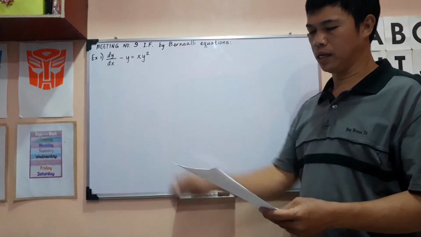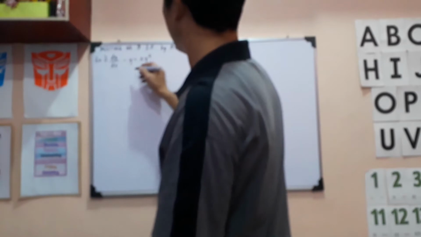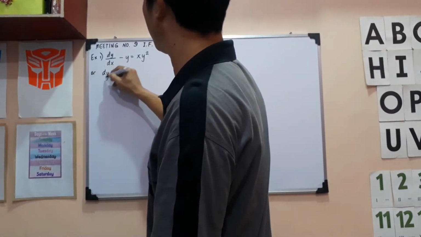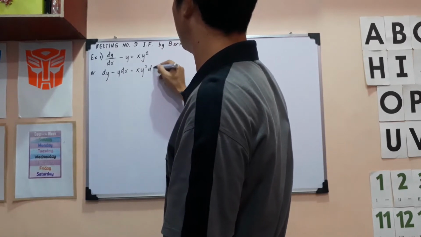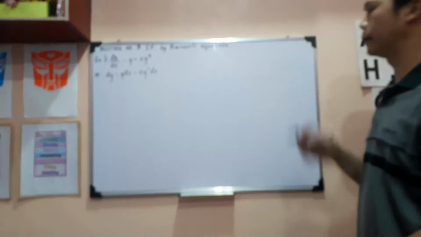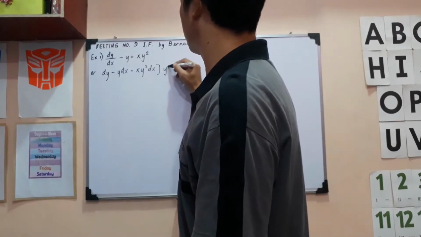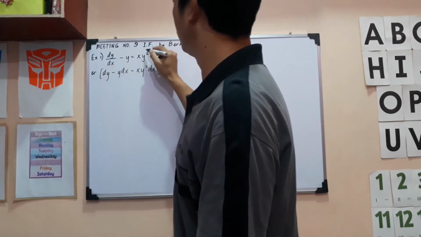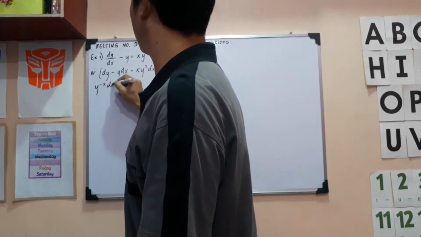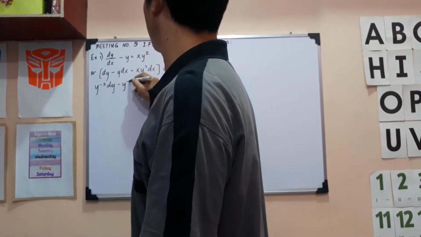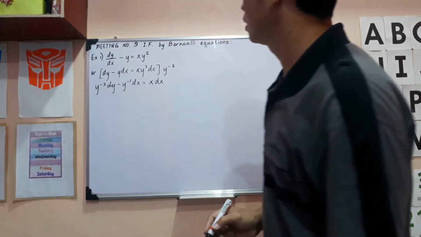So to make it easier to understand, example right away. For example number 1, we can say dy minus y dx is equal to xy square dx. So I multiplied everything by dx. Now, I will multiply this by y raised to negative 2. The distinct term, we take its reciprocal. So y raised to negative 2 dy minus y raised to negative 1 dx is equal to x dx.